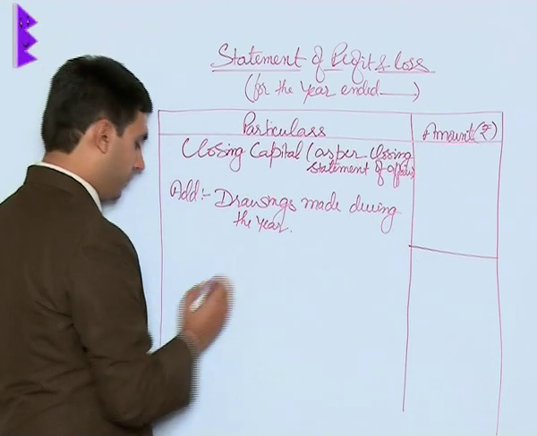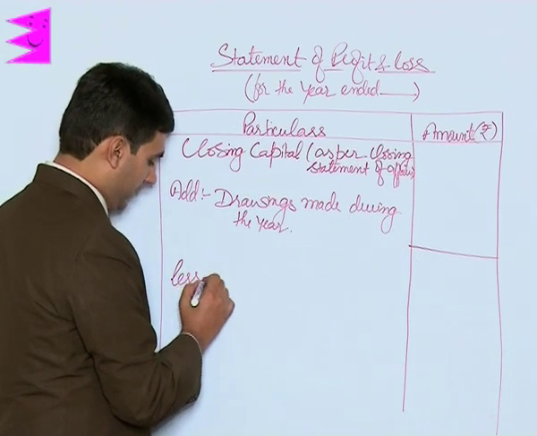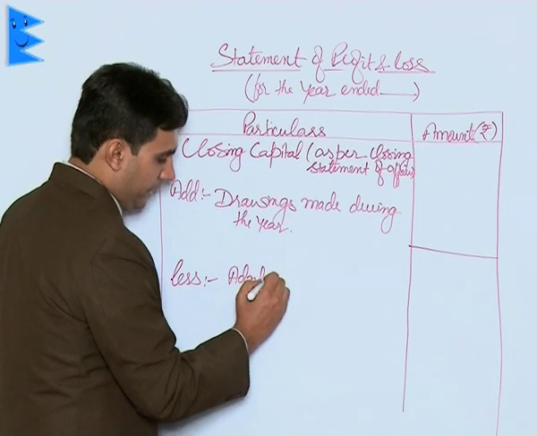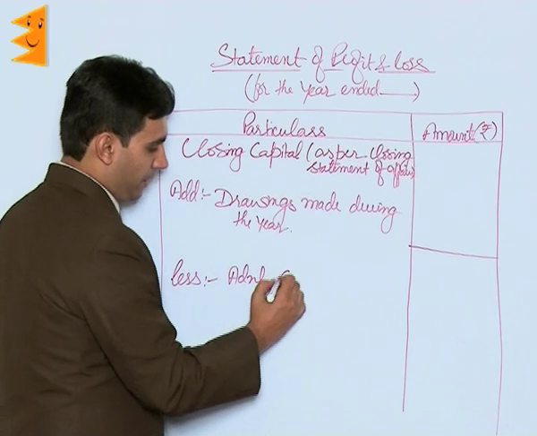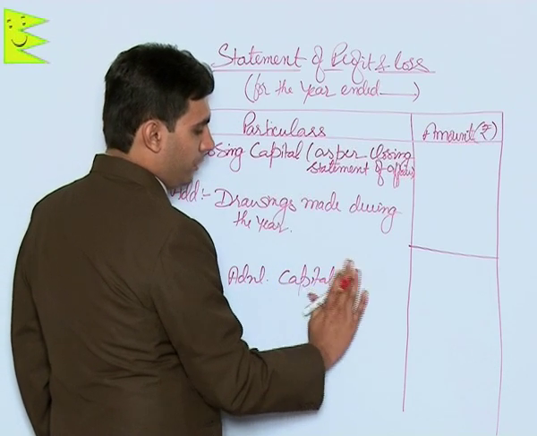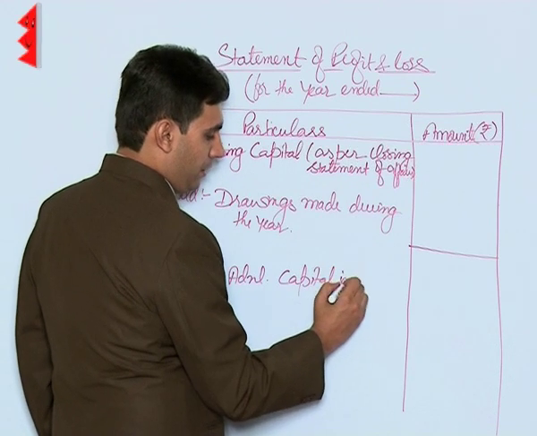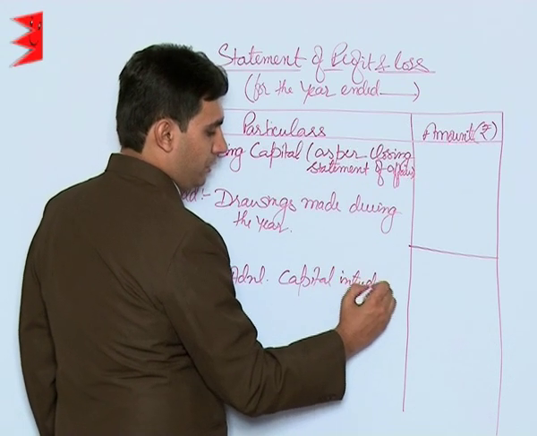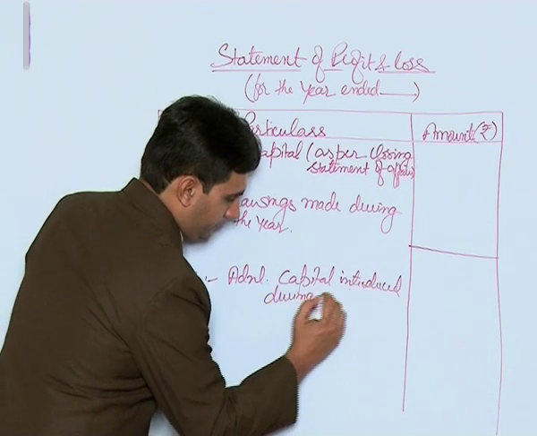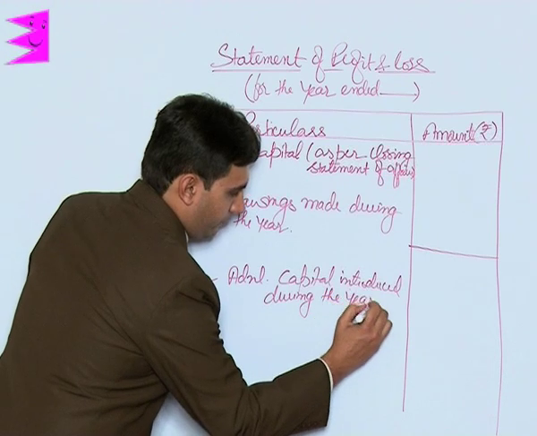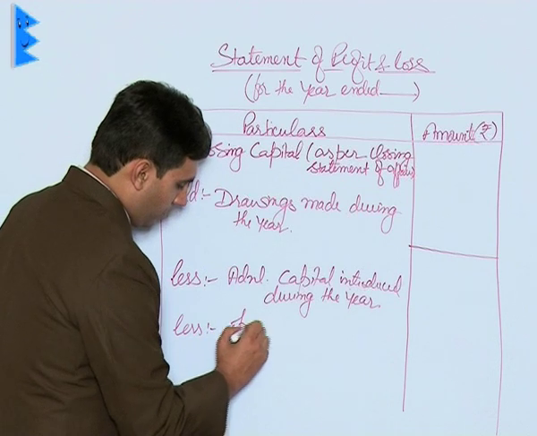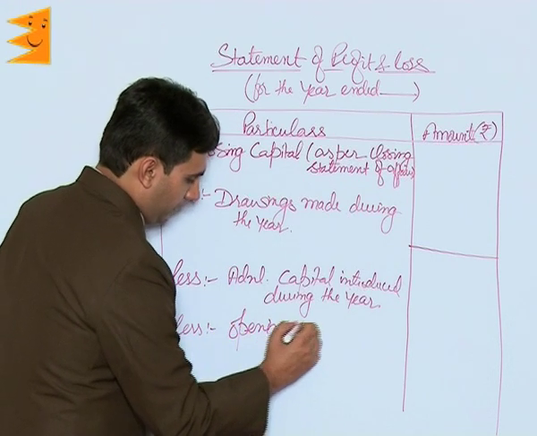Thereafter, in this adjusted total, we will deduct any additional capital. ADNL is supposed to mean additional capital introduced by the owner during the year. That is additional capital introduced during the year. And lastly, we'll deduct opening capital.